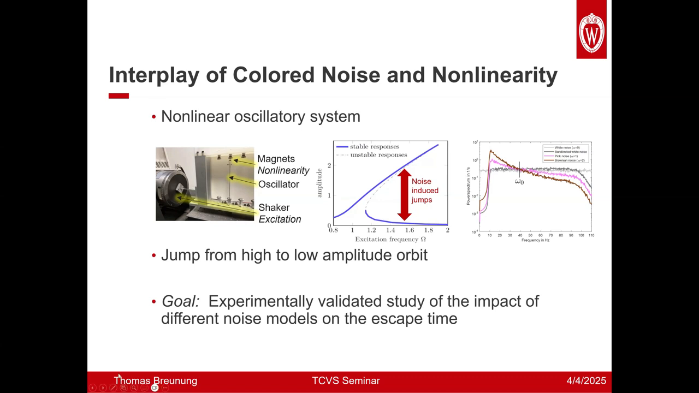Now, what happens if we add noise into the game? Due to the noise terms, we can observe transitions from the high amplitude orbit to the low amplitude orbit, or vice versa, from the low amplitude orbit to the high amplitude orbit. I wanted to look at those transitions a little closer, so we conducted an experimental and computational study.